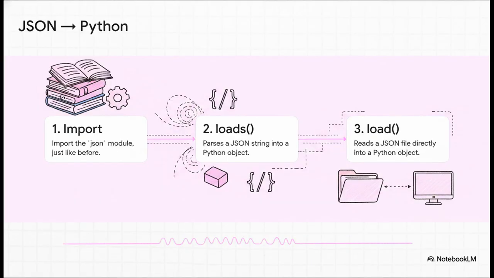And going the other way from JSON back into Python is called deserialization. It's basically unpacking the data. The pattern is exactly the same, just in reverse. You use json.loads, again with an S, to parse a JSON string from memory, and you use json.load to read a whole JSON file and instantly convert it into a Python dictionary that you can start working with.